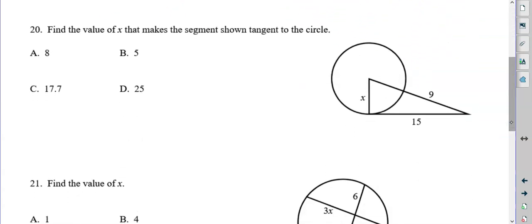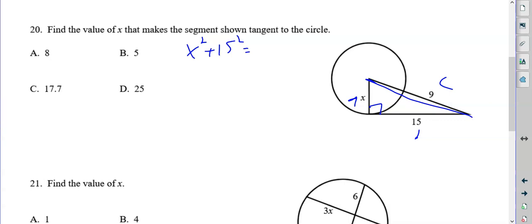All right. Find the value of x that makes the segment tangent. So that means this has to be a right angle, which means we have a squared plus b squared equals c squared. So that's x squared plus 15 squared equals 9 squared. My bad. I knew something was missing, and that was wrong. So, that doesn't make sense. Why does it not make sense? Because the hypotenuse is the longest side, and 9 is not bigger than 15.